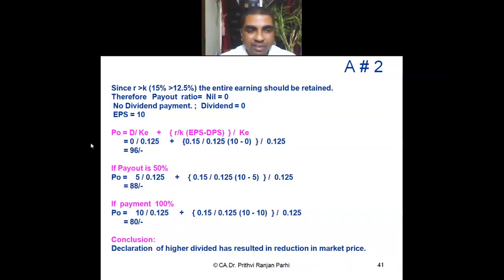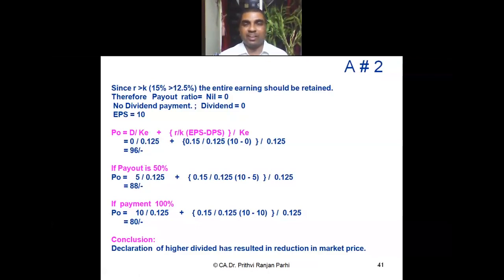Now you see, when the entire amount is retained, that means dividend is 0, share price is 96. You paid 50%, share price is 88. You paid 100%, share price is 80. That means as you keep on increasing your dividend payment, the share price is reducing. Therefore, it is better to keep zero dividend. If you pay zero dividend, share price will be maximum, and investors will be happy because that brings price appreciation in the shares.